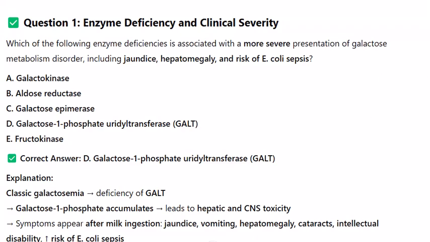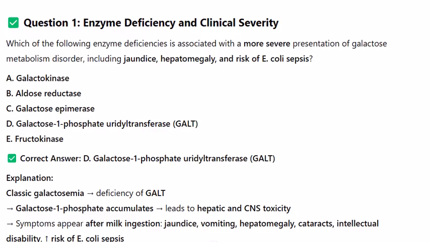Question 1, enzyme deficiency and clinical severity. Which of the following enzyme deficiencies is associated with a more severe presentation of galactose metabolism disorder, including jaundice, hepatomegaly, and risk of E. coli sepsis? B. Aldose reductase. C. Galactose epimerase. D. Galactose 1-phosphate uridyl transferase, GALT.